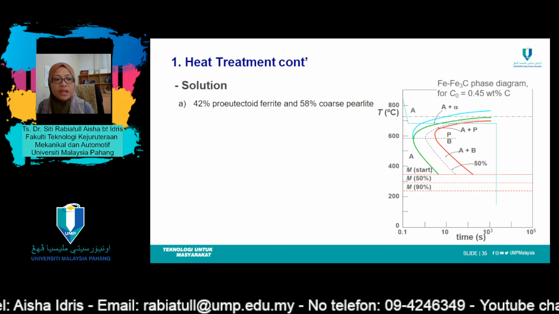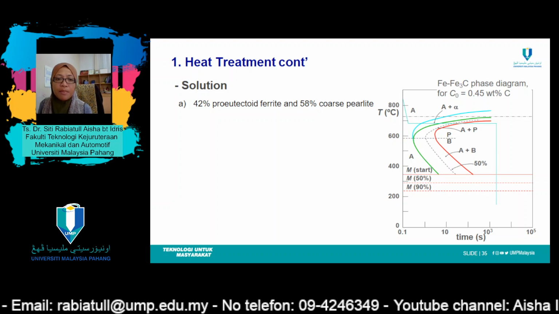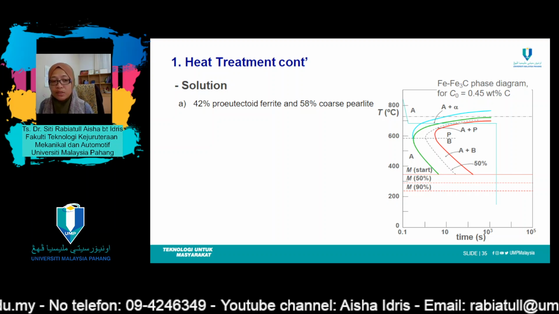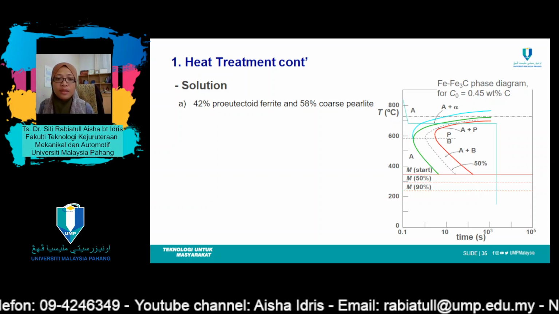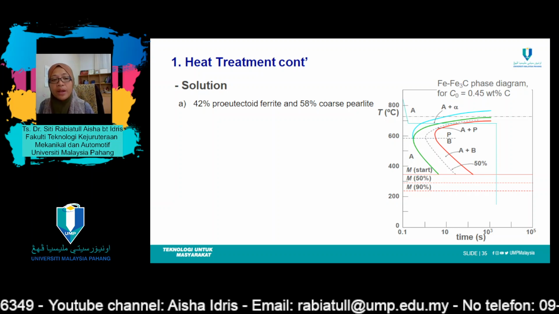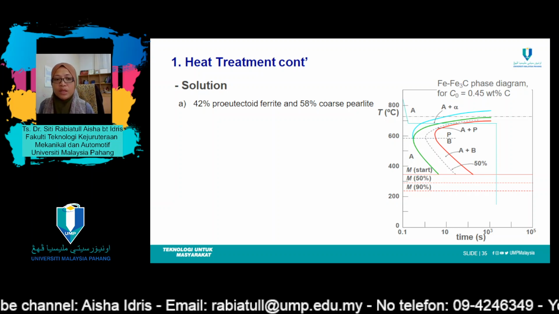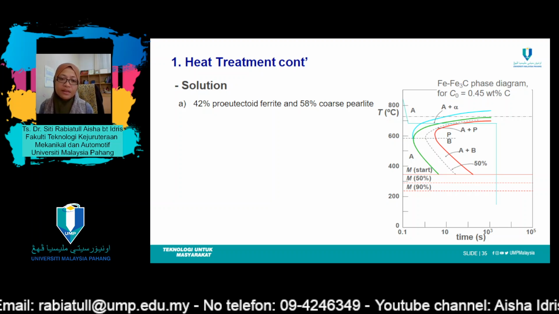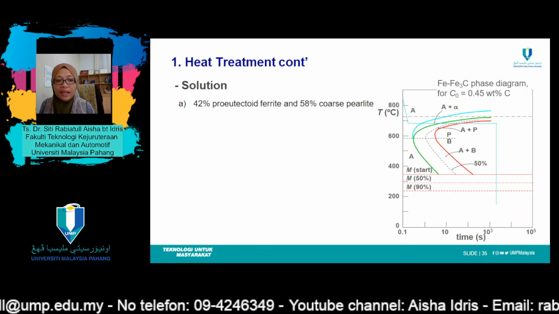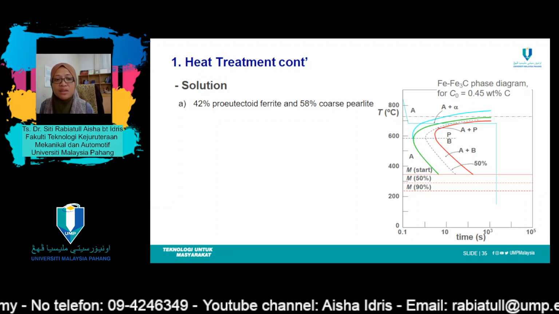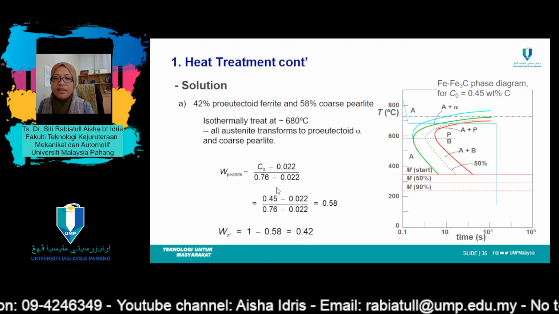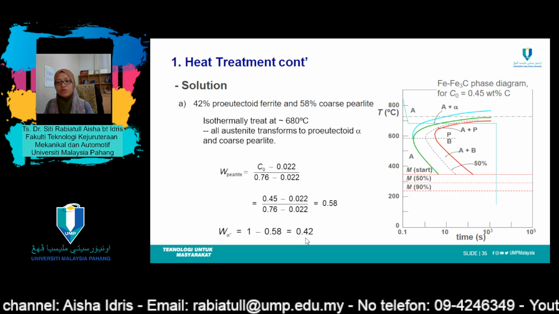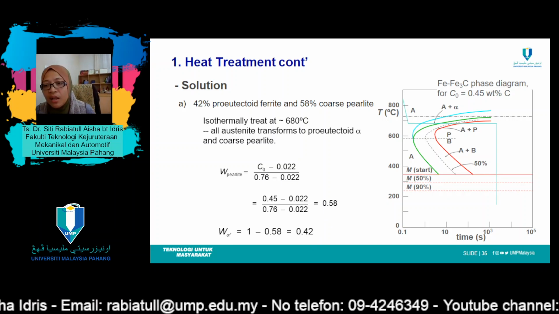The relative amounts of pro-eutectoid alpha and pearlite may be determined in a manner similar to that described in the previous lecture for primary and eutectic microconstituents. We use the lever rule in conjunction with a tie line that extends from the alpha to alpha plus cementite phase boundary, which is 0.022 weight percent of carbon, to the eutectoid composition, which is 0.76 weight percent of carbon, inasmuch as pearlite is the transformation product of austenite having this composition. From there, you can calculate the weight fraction for pearlite and ferrite, which is 0.58 and 0.42.